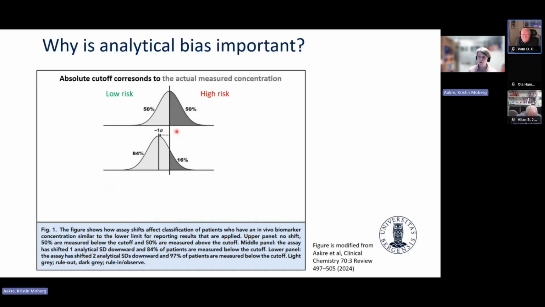And if you have a larger bias corresponding to, for instance, 2 standard deviations, this problem will be even bigger, and only 2.5% here will be classified above the cutoff, even though it should be 50%, because they all have a concentration which is here. So bias can shift the classification of large patient groups, while analytical variation is applicable only to the individual patients.